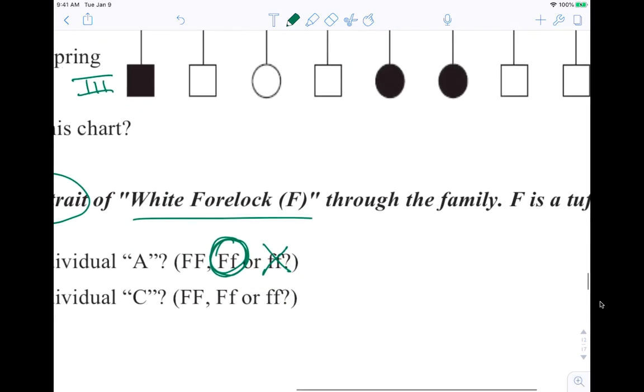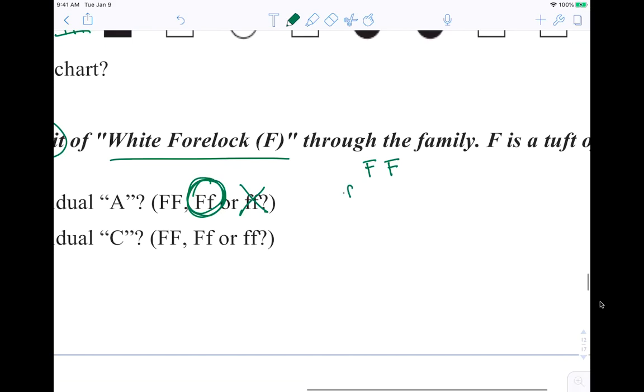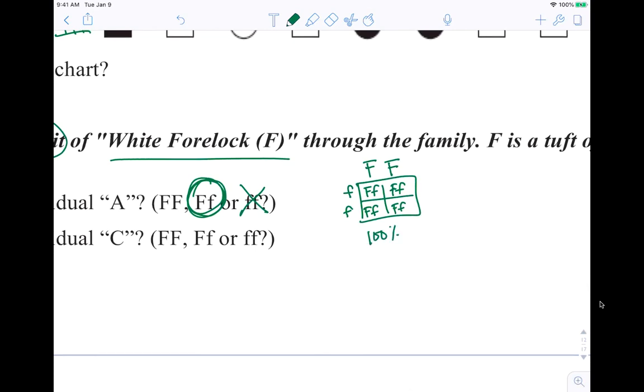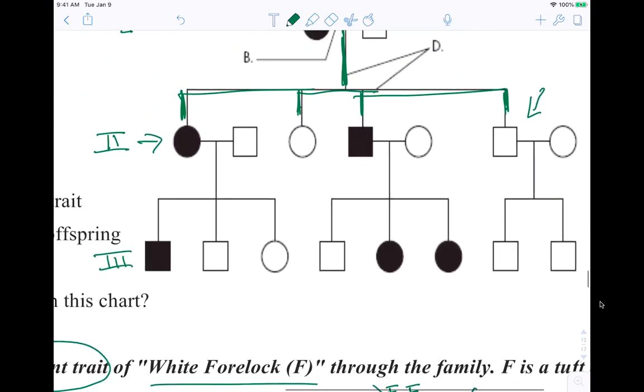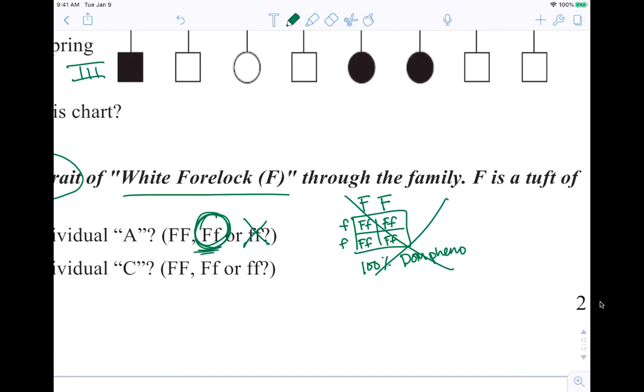So let's look at that, okay? If you have big F, big F, like if that's what we're working with for mom, we know that dad is little f, little f. We already know that because he doesn't have it. That means that every single one of the kids, 100%, right, is going to have the dominant phenotype. And that's not what's happening, because up here you can see that this daughter and this son are not affected. So you know that you have to have the heterozygous for mom, because she's going to be big F, little f, and dad we already know is little f, little f.